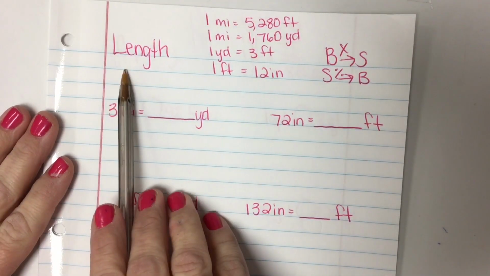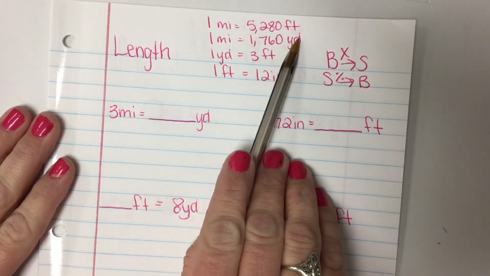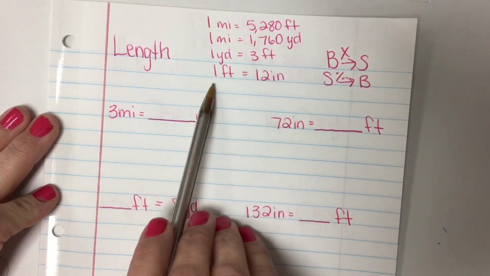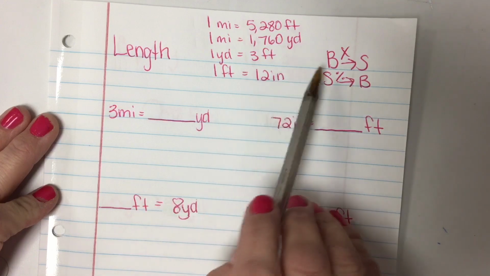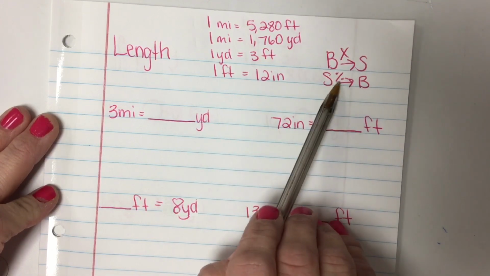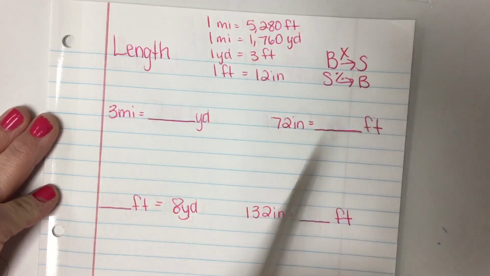All right, so it says length. 1 mile equals 5,280 feet. 1 mile is 1,760 yards. 1 yard is 3 feet. 1 foot is 12 inches. If you're going from a big to a small measurement, you multiply. A small measurement to a big measurement, you divide. This should all already be in your notes.